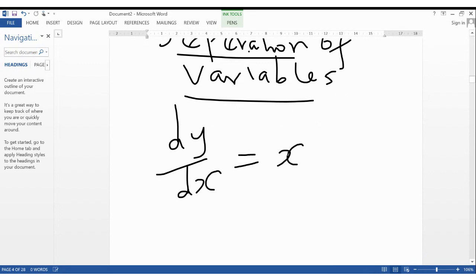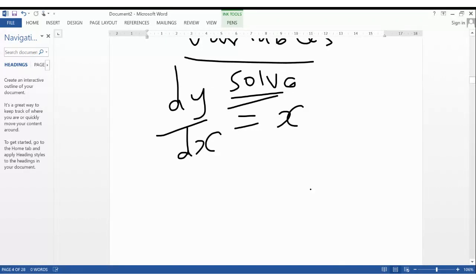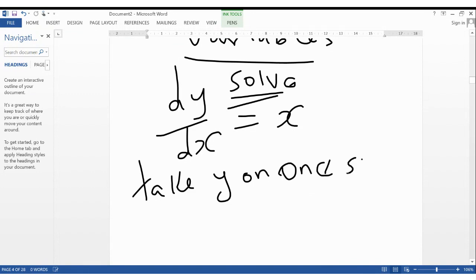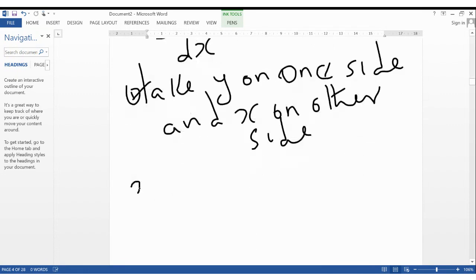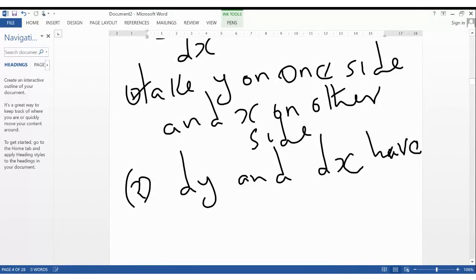So how do we solve such an equation? We came up with separation of variables, where we are supposed to take y on one side and x on the other side. This is the first step. The other important step is to know that dy and dx have to be on the numerator. Yes, very important. The equation is dy over dx equals x.